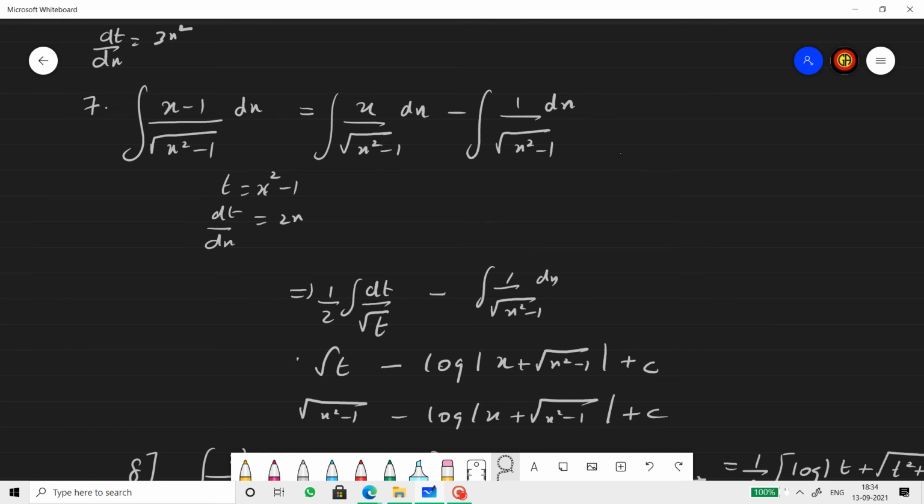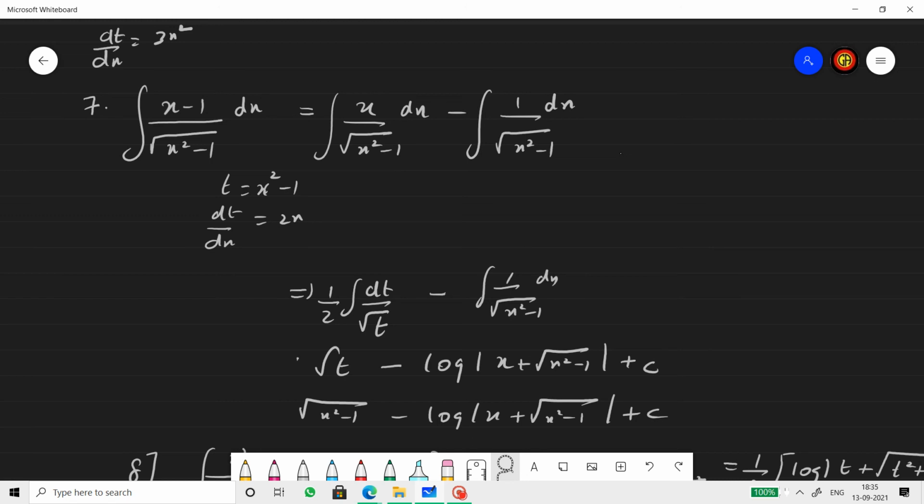So I'm going to separate the terms: x by root over x square minus 1, minus 1 by root over x square minus 1. Now this one works with substitution. So if I take x square minus 1 as t, the x will get cancelled. But if you just take x square as t, then the x will get cancelled, but you get root over t minus 1, which will put you again in a stage where you have to use substitution once.